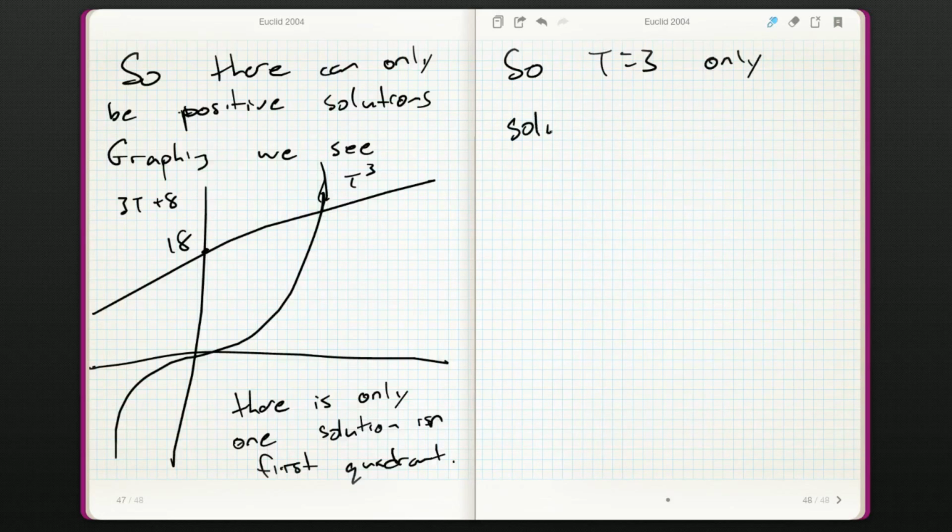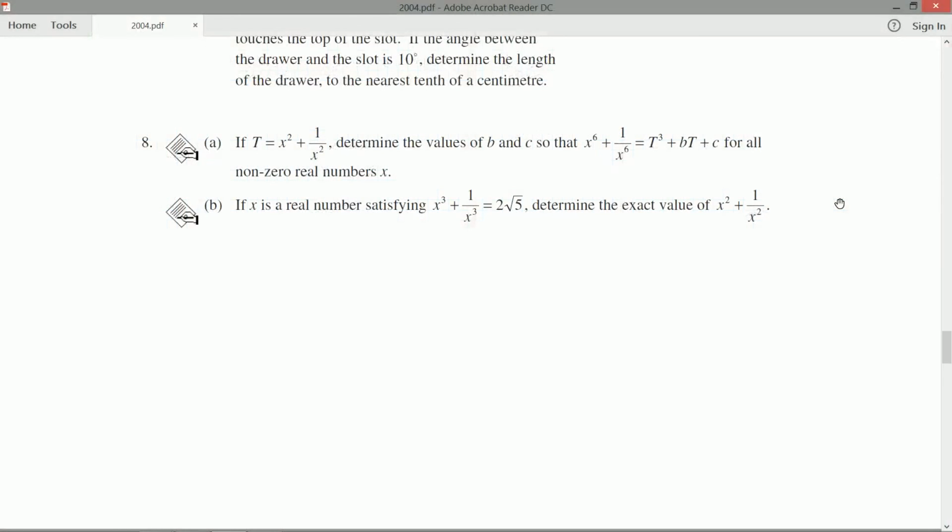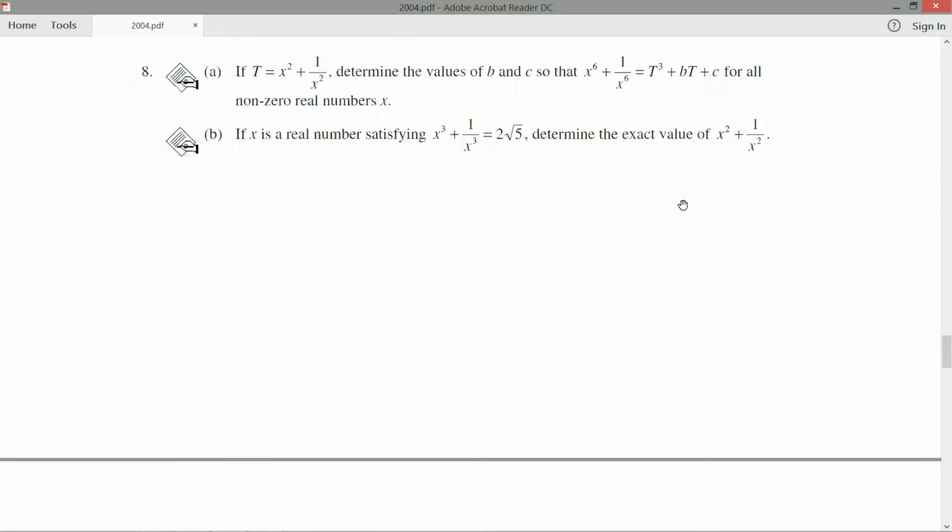You probably didn't need to write that to get full marks. You just probably need to get t equals 3. Thus, what was the original expression? x squared plus 1 over x squared is equal to 3. Wow, that took a lot out of me there. We're definitely bouncing back and forth on that one, but 8 is done.